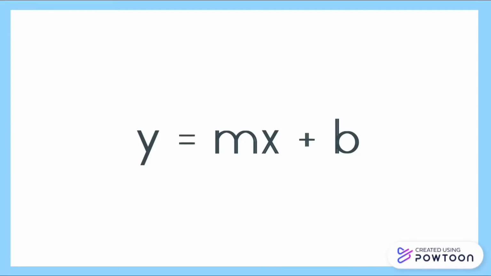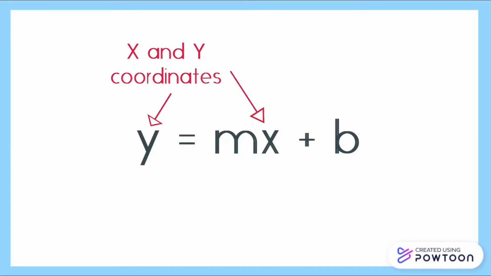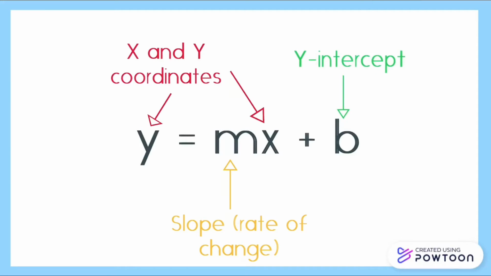Linear equations are written in the form y equals mx plus b, where x is your input, y is your output, m is the slope, and b is the y-intercept. The slope is the rate of change, or how much the x and y values change from one point on the line to another. It tells you how steep the line is, and in linear equations, the rate of change is always constant. The y-intercept is the y value where x equals 0.